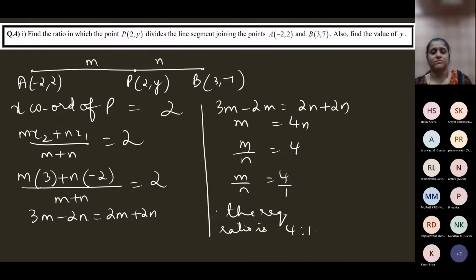Please take down, children. Now, y is the y coordinate of the point of division. Now use (m y2 + n y1) by (m + n) and find the value of y. I'll work that. Don't work before me. Take down this one.